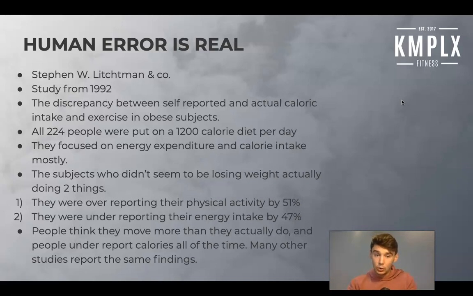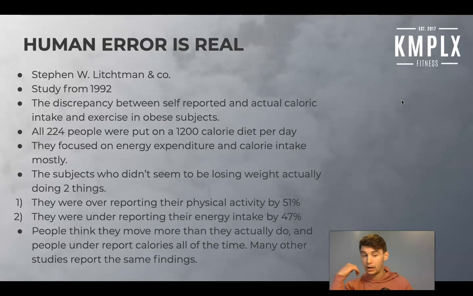So the subjects who didn't seem to lose weight were actually doing two things. And this comes up quite a lot. One, they were over-reporting their physical activity by 51%. They thought they were a hell of a lot more active than they actually are. For example, people who work at a desk all day, but who might go for a little stroll at lunch, tend to think their activity is quite high, but for a big portion of the day, it really isn't high. So they over-report.